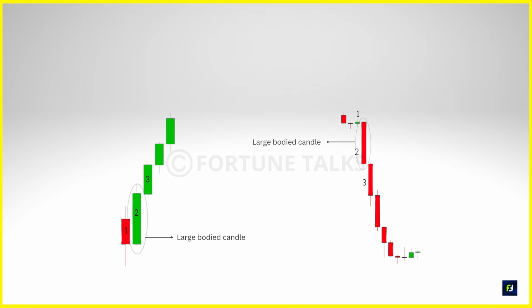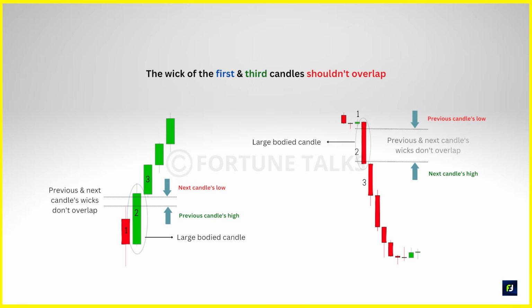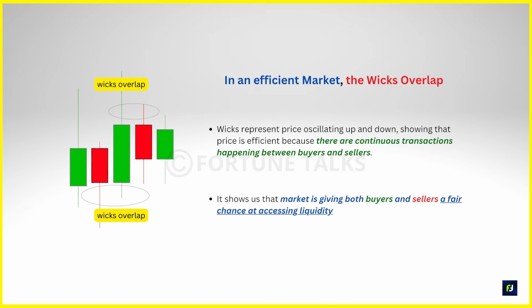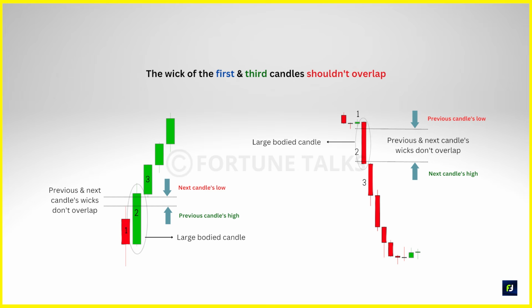Another important thing to note is that the wicks do not fill each other, and if they do, then it is healthy price action or efficient price delivery and not really an imbalance. An efficient market is one in which the wicks do not have a gap between them and they actually meet. So to put it simply, market inefficiency occurs when the wicks are separated by a distance or a gap and they do not meet or overlap.